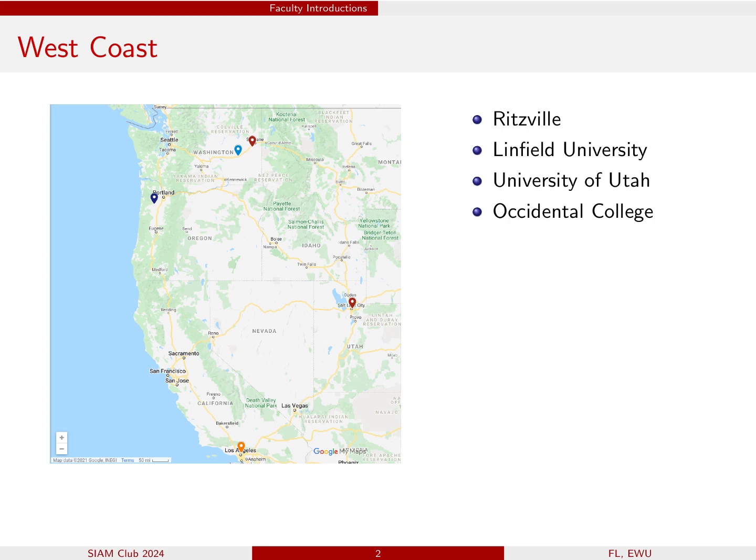Prior to being employed by Eastern, I was a faculty member at a school in Los Angeles called Occidental College, and I've been here at Eastern since 2013. Really happy my path led me back here. I'm really proud of the work Eastern does and who we are in our community.